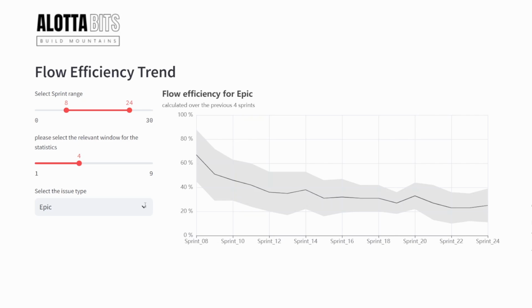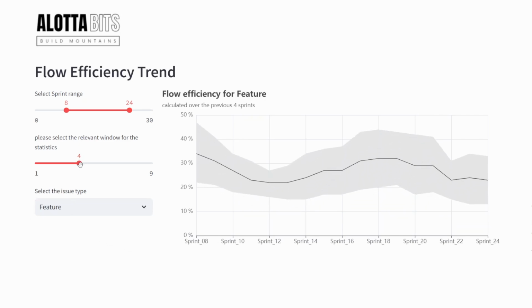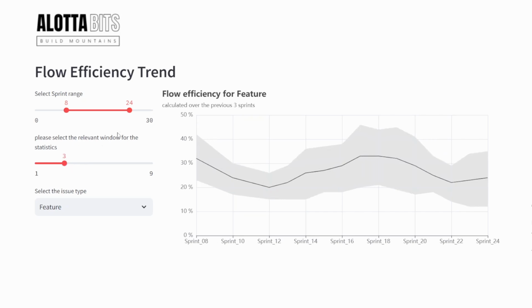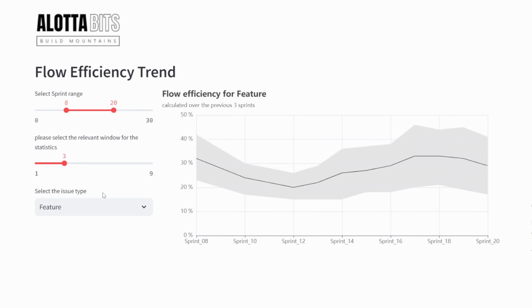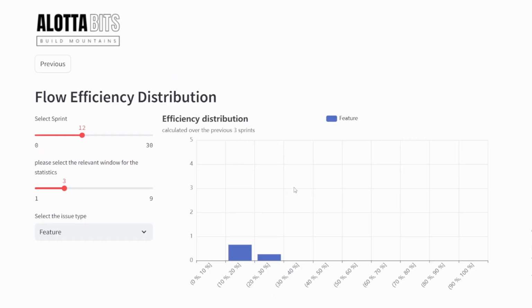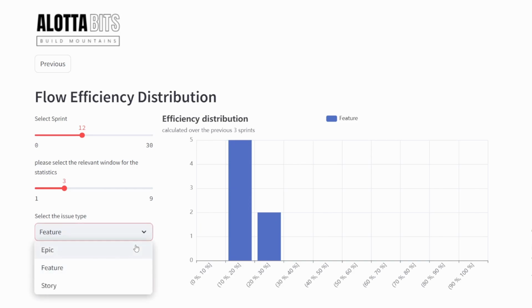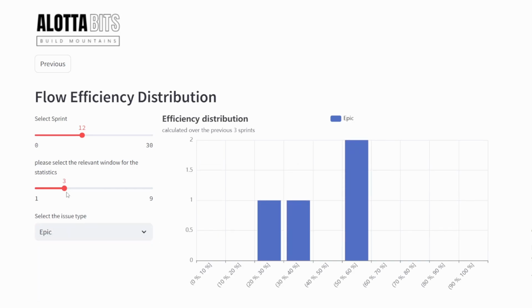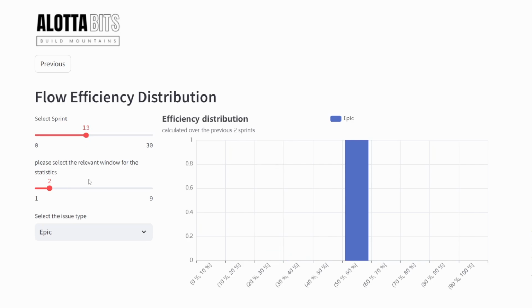Here we have the option to change the issue type, epic, features or stories. We can change the window over which the statistics are collected, and of course the total time frame of the chart. From here we can zero in and look at the details behind the chart. Here we see the volume distribution of features delivered in the 3 sprints leading up to the end of sprint 12. At this level, again, we can change the issue type, the window over which the statistics are collected, and the sprint number that we're interested in. So let's take a look at this one epic.